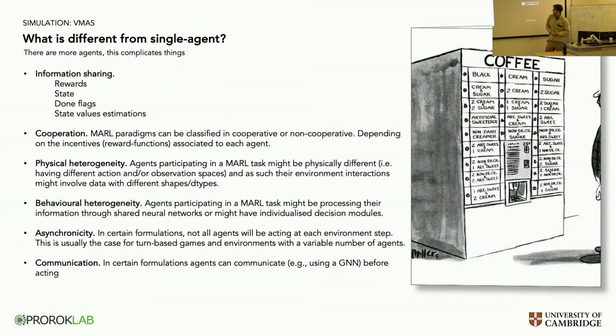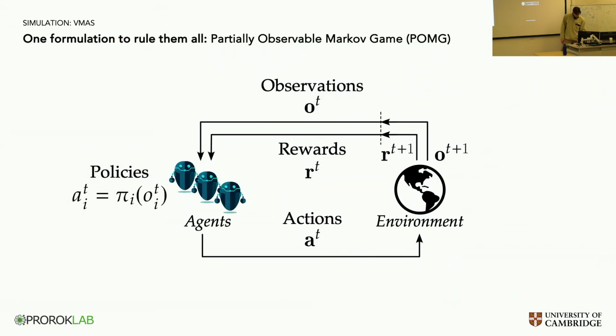So really, by choosing what you want in each of these axes, you create a very different multi-agent problem. So when people say multi-agent, it's actually a very, very broad domain of things. But there is one formulation to rule them all, which we have seen in the previous lecture, which is the partially observable Markov game. Just to recap, you have these agents, they take actions, the vector of actions goes to the environment, which outputs a vector of observations, and a vector of rewards is given to the agents again.